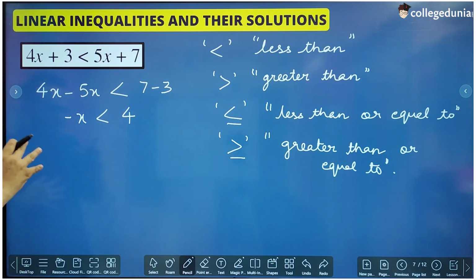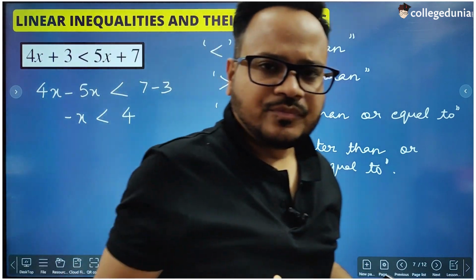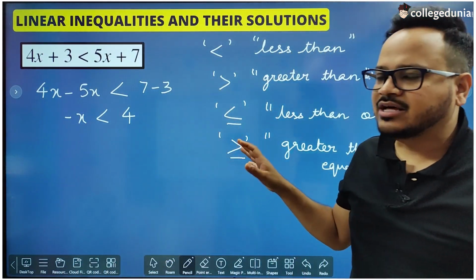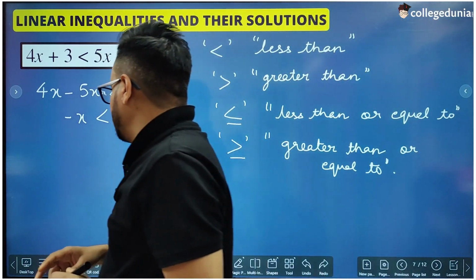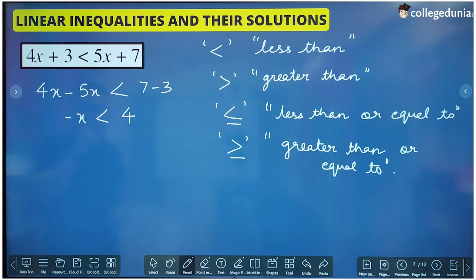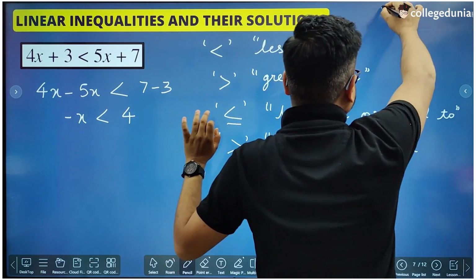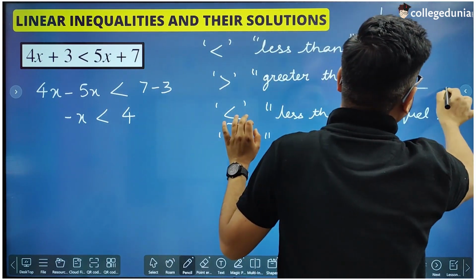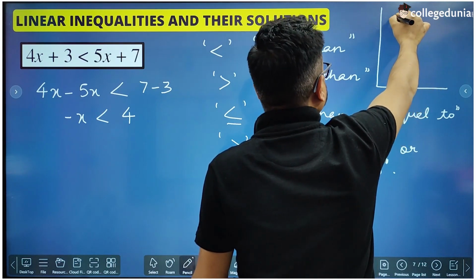Okay, now till now we have followed exactly the same steps as we followed for solving the equation. Now there is one thing that you have to keep in mind. This step was, in the equation, minus x equal to 4, right?